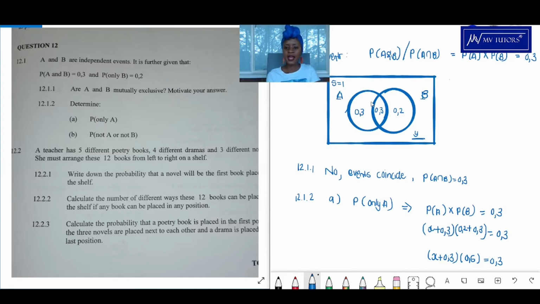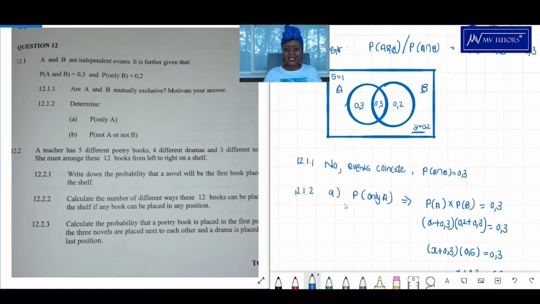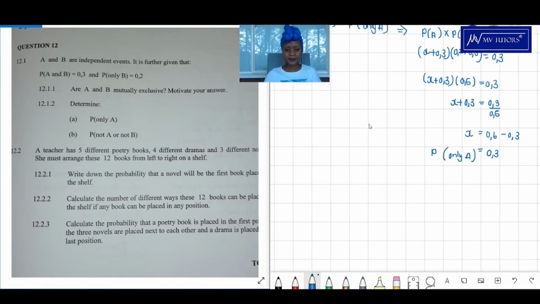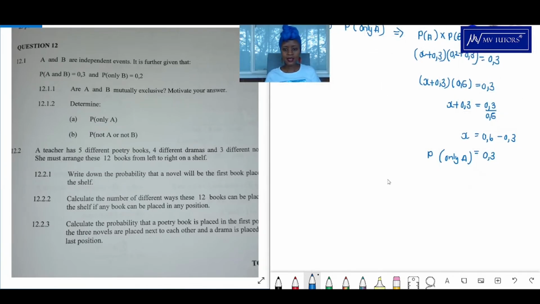So A and B happening, I already have 0.3, or rather A or B is 0.3 plus 0.3 plus 0.2, which is 0.8. So whatever is not involved in those two events, that's going to be 0.2. Now moving forward, we're going to do B now.